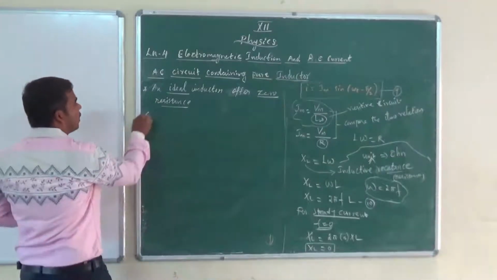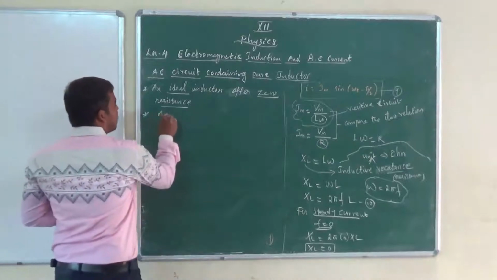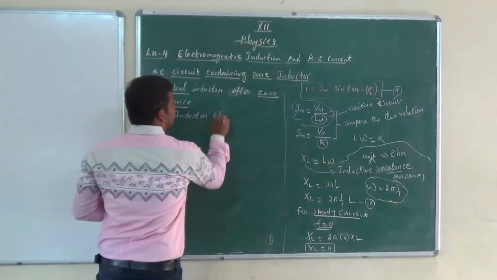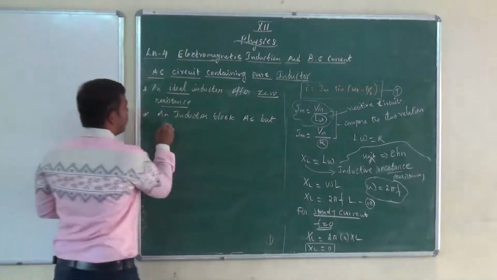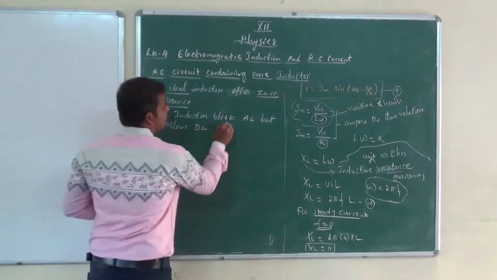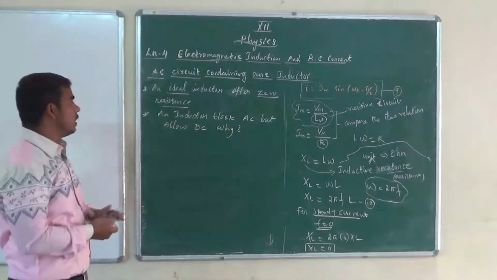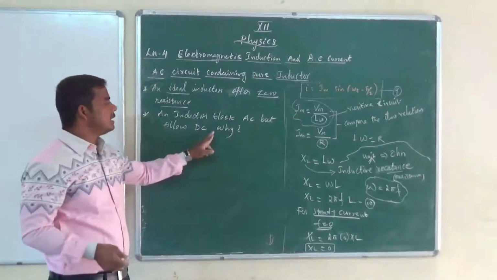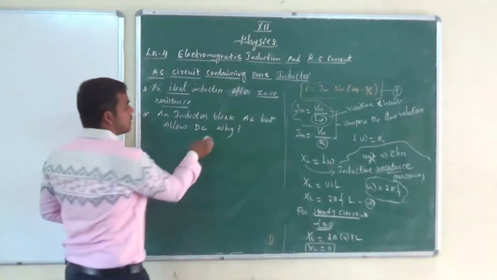One more important question, two more questions. An inductor blocks AC but allows DC. Why? Can you answer this question in the next class? An inductor blocks AC but allows DC. DC means direct current, AC means alternating current. You can answer next class.